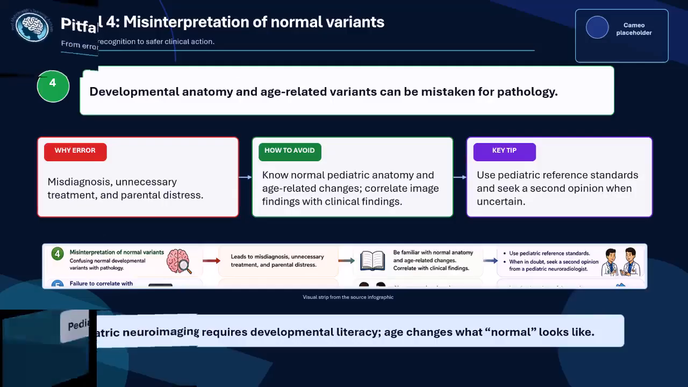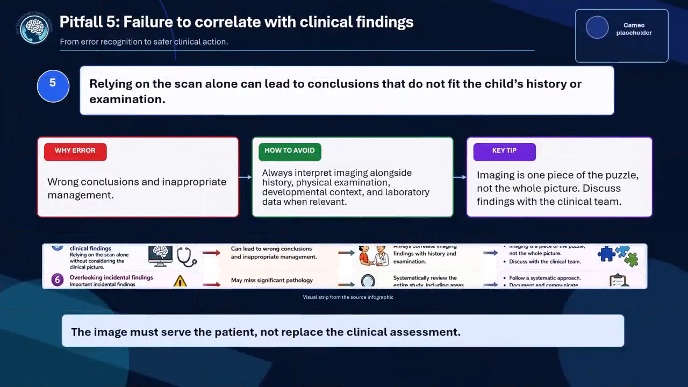Another major pitfall is failing to correlate imaging findings with the clinical picture. A scan is only one part of the diagnostic process. Relying on the image alone can lead to conclusions that do not fit the child's history or examination. For example, an imaging abnormality may be incidental and unrelated to the presenting problem. Conversely, a normal scan does not always exclude clinically important disease.